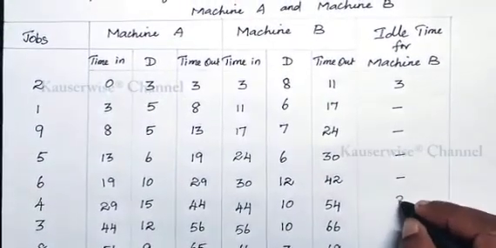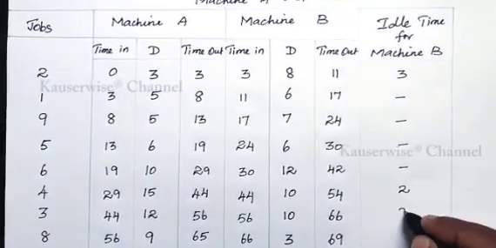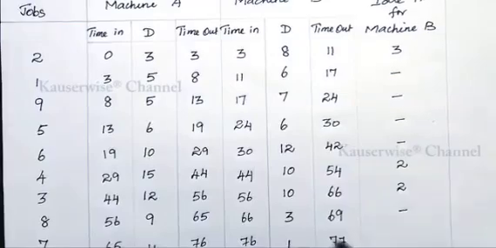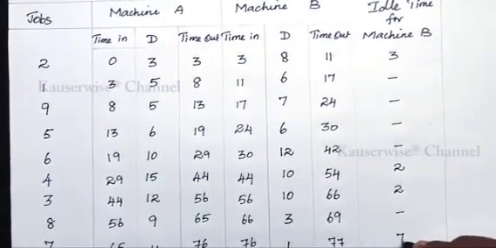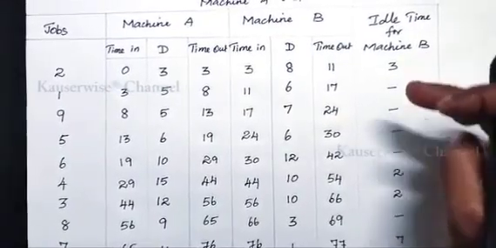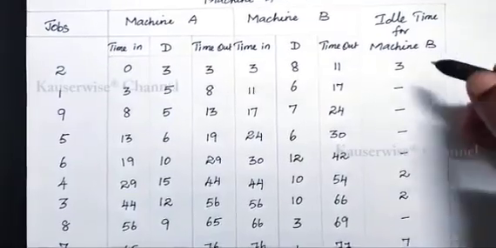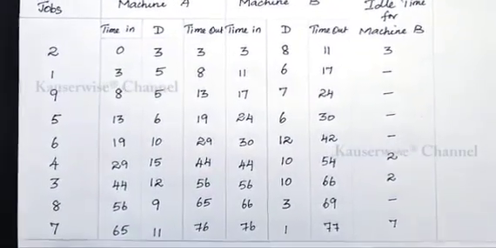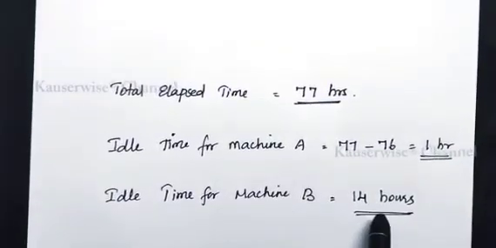So 2 hours is the idle time. Then 56, 54, so 2 hours idle time. Then 66, 66, no difference. Then 76 and 69, so what is the difference? 7 hours difference. So this is the way to find out the idle time for machine B for each and every process. Now find out the total idle time. 3 plus 2 plus 2 plus 7, 14 hours. The idle time for machine B is 14 hours.